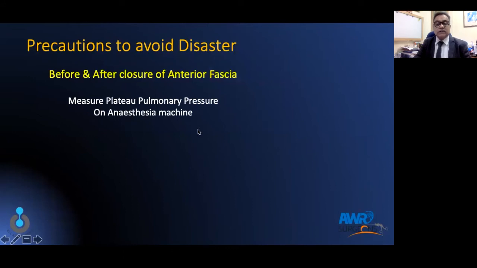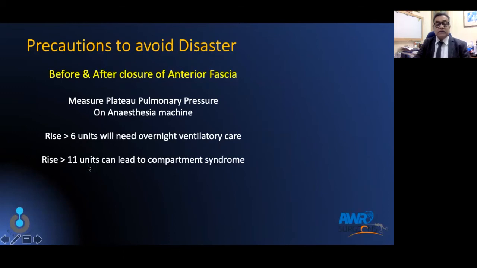Now there are certain precautions while closing the anterior fascia, and that is we have to measure the plateau pulmonary pressure on an anesthesia machine. If the rise is more than 6 units, it will need overnight ventilatory care. So this patient should not be extubated, should be wheeled into ICU, and monitored overnight. If the rise is more than 11 units, that's really an alarm, because it's the setting in of abdominal compartment syndrome.